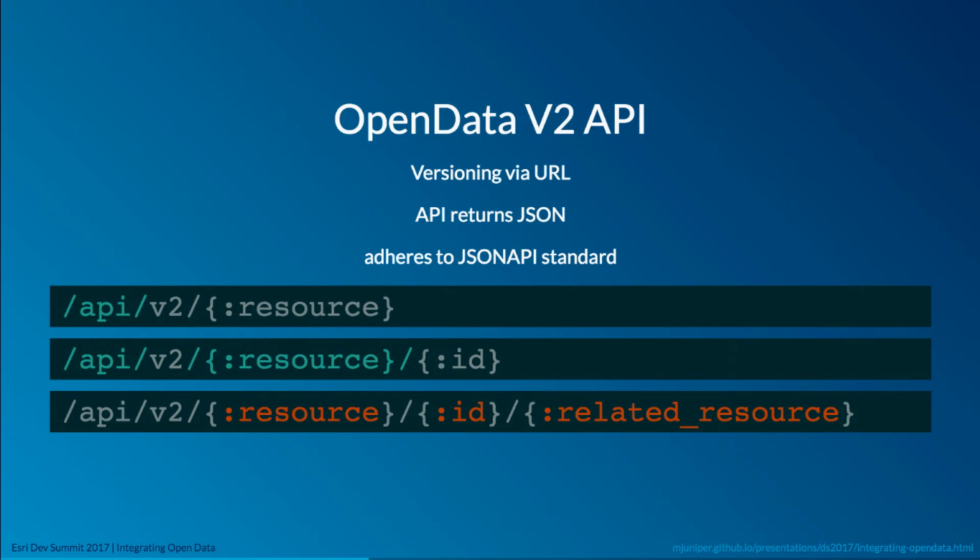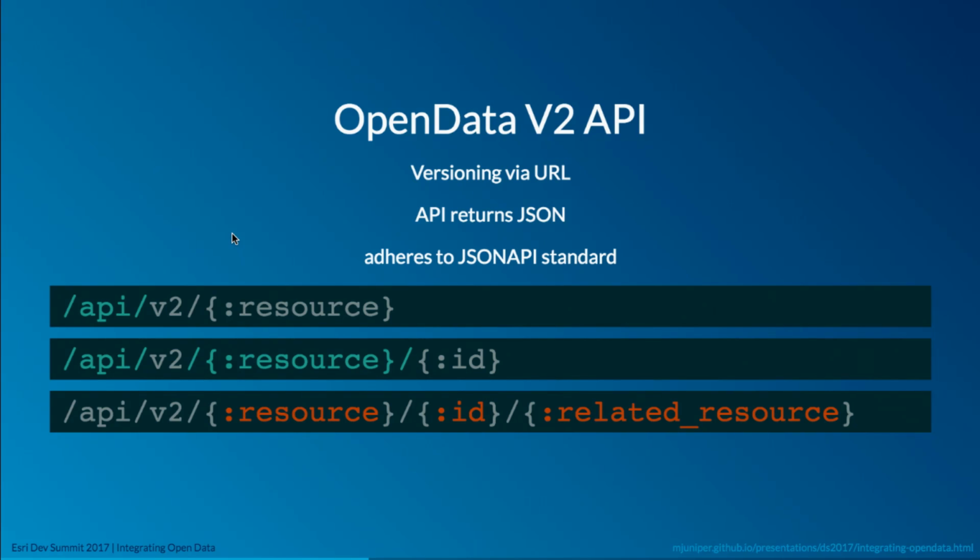And JSON API defines some patterns. So the top example here, API/v2/some given resource. So if I'm interested in datasets I would go there. If I want sites I would go there. If I have the ID for a particular resource, then after the resource, slash whatever the ID is, and you will get back just that resource.